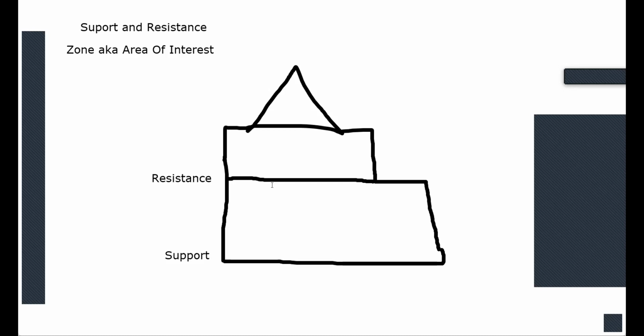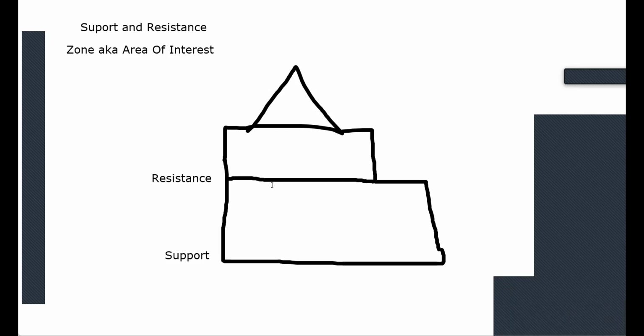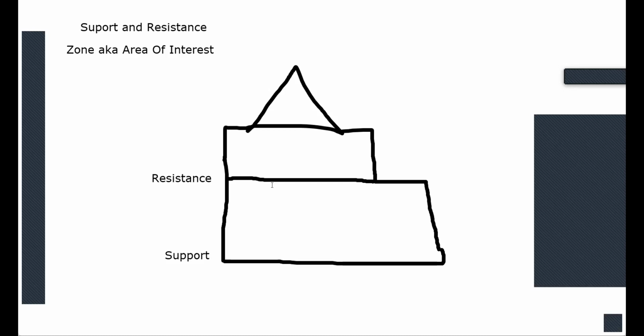So you can use these areas to know where to put your stop loss and to know where to put your take profit, because your stop losses and your take profits are always going to be in zones and areas of interest. Period. Right? So let's continue.